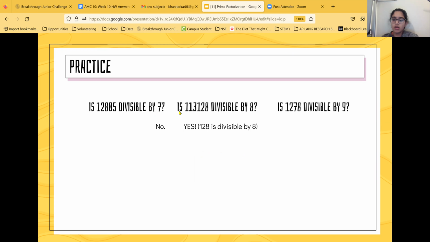Okay, is 1278 divisible by 9? Okay, so I am seeing a couple different answers. So what we would do is we would add the digits together and see if that is a multiple of 9. If it is, then this number is divisible by 9. So 1 plus 2 plus 7 plus 8 is equal to 18. 18 is divisible by 9, so therefore this number is divisible by 9.